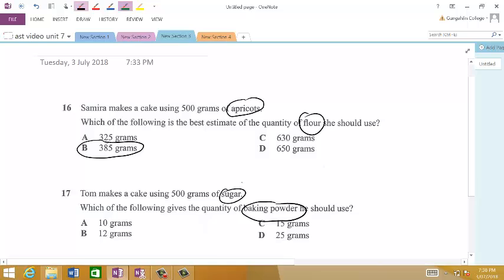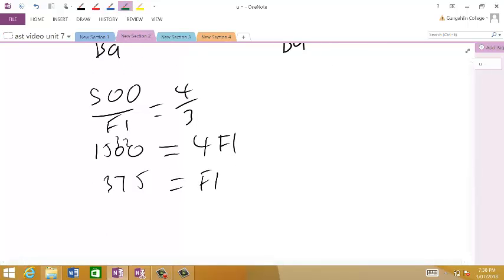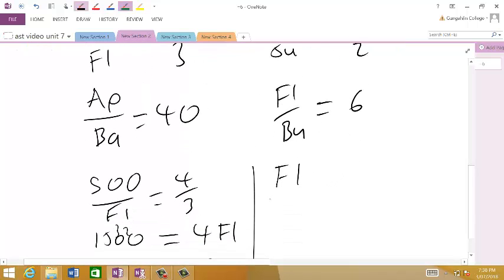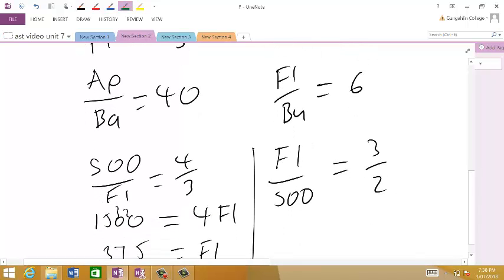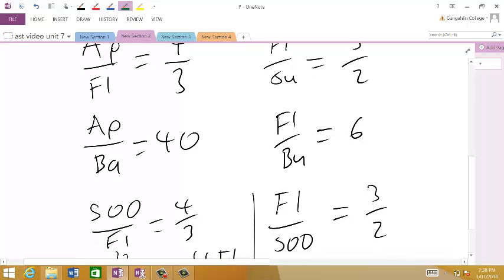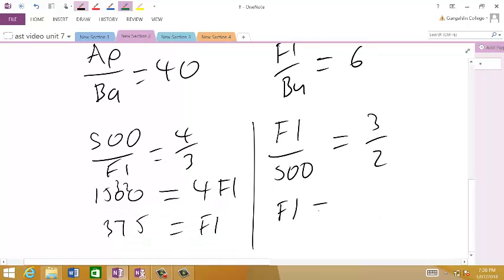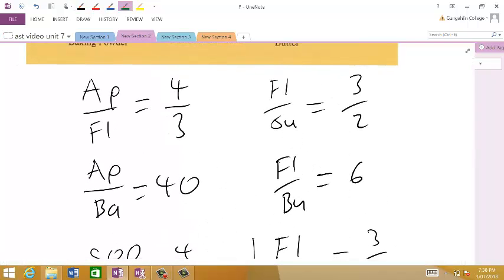We can see that again we're using 500 grams of sugar. Okay, so that's our known, so this is the one we need to start with. Flour over 500 grams of sugar, so we put 500 grams on the bottom, equals 3/2. So we're solving for flour here. Then once we solve for flour, we'll solve for apricots, and then we can solve for baking soda. So flour equals 1500 over 2. 500 times 3 is 1500 divided by 2. Flour equals 750.